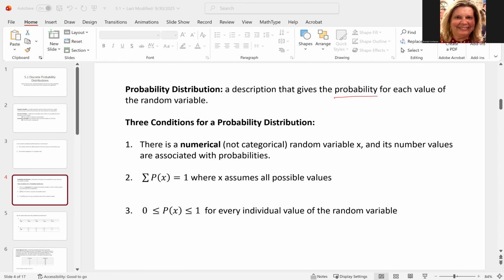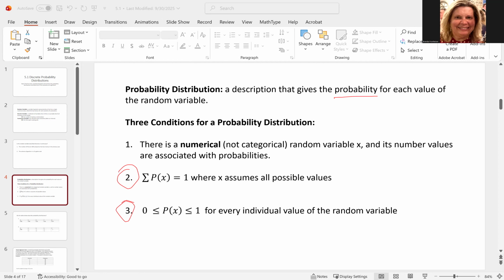There are three conditions for a probability distribution. First off, there's a numeric variable, and its numbers are associated with probabilities. That's just kind of normal. It makes it different than a frequency distribution. If you remember, a frequency distribution had percents. This will have probabilities. The two that we want to be checking are these two points right here.